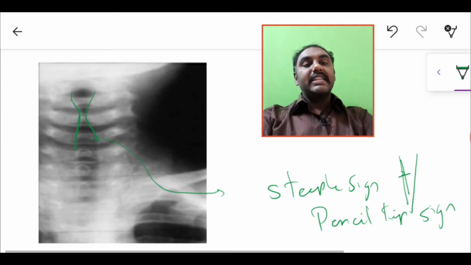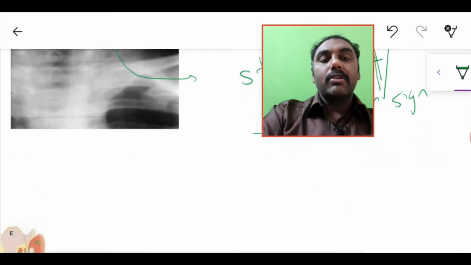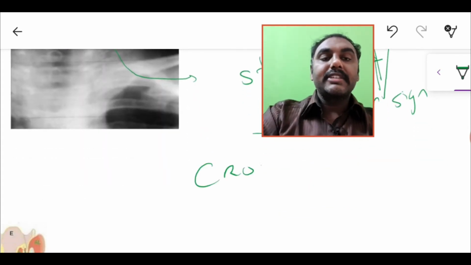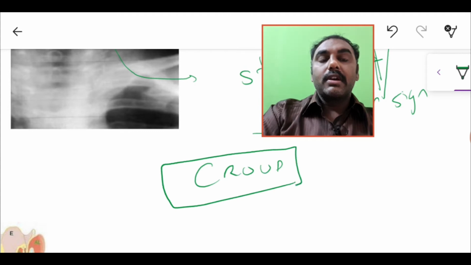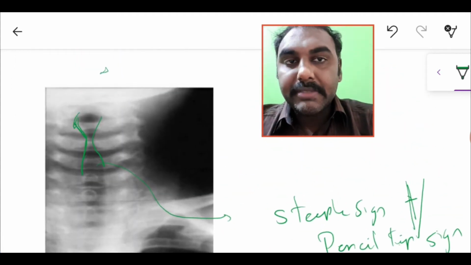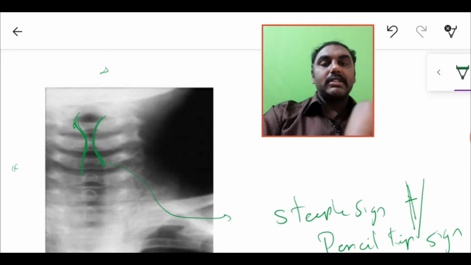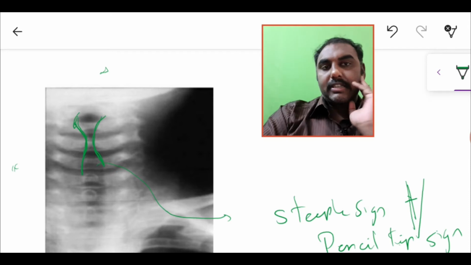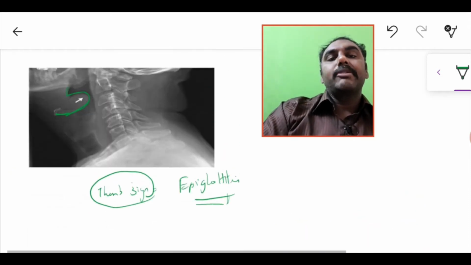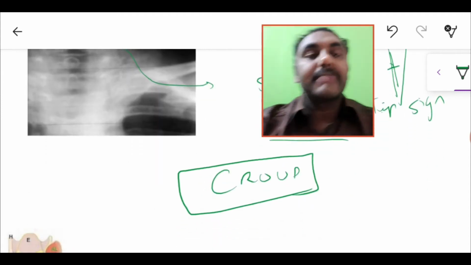It is seen in which condition? It is seen in acute laryngotracheobronchitis, that is otherwise called croup. In acute laryngotracheobronchitis or croup, we could see a steeple sign or a pencil tip sign. This is a very important image-based MCQ. These two are very important. One is epiglottitis, the thumb sign, the other is the steeple sign or pencil tip sign.